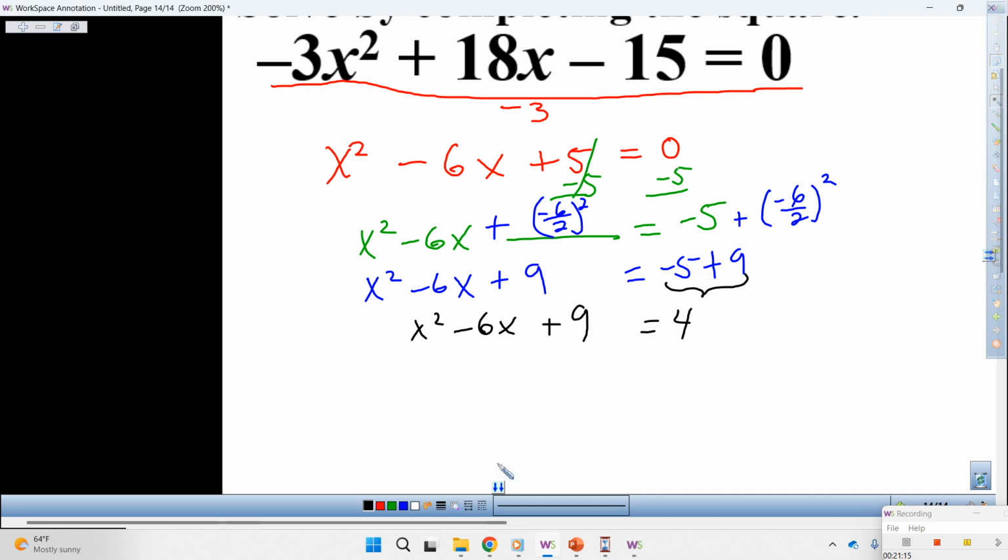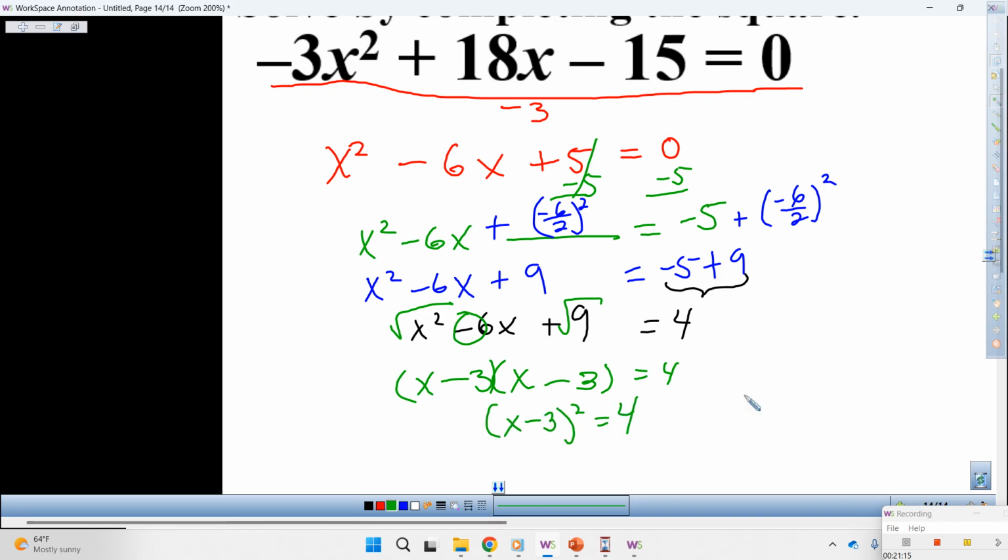All right, let's factor. Sammy, what do I do? Square root of x squared, so that is x times x. And then square root of 9, so that's 3 and 3. And minus because of the sign of the middle. All right, so what's another way of writing that? (x - 3) squared equals 4.